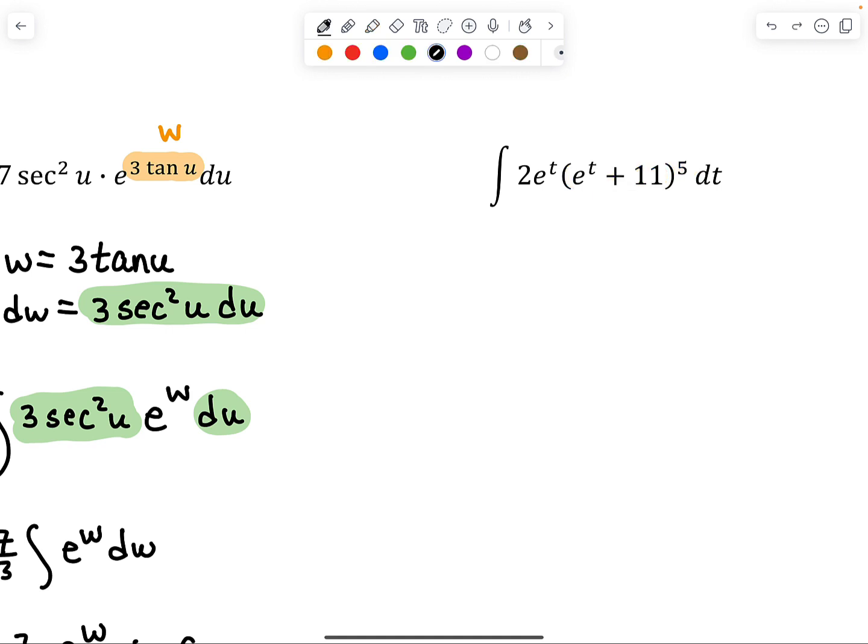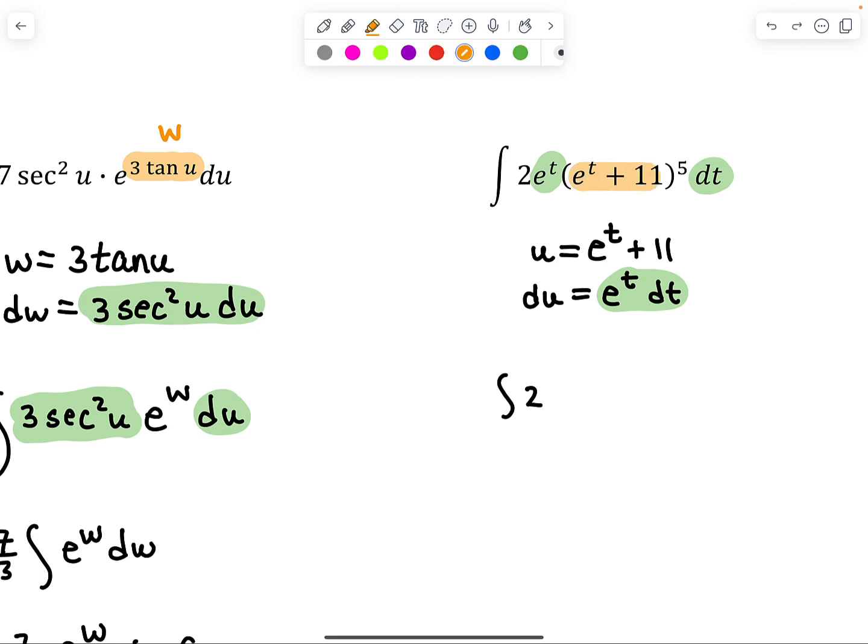So my first thought is to let u equal that base, e to the t plus 11. Let's find the derivative next. Du will be equal to just e to the t, and then I'll multiply this dt over there in the same step. So we already have the du constructed. There's an e to the t and a dt, and that's all we need to make the du. So I get to rewrite the integral. The 2 in the front stays. There's no need to manipulate the constant in this case. The base of this power is just going to be u. So we have u to the 5th now. And then the green highlighted portions just become my new differential du.